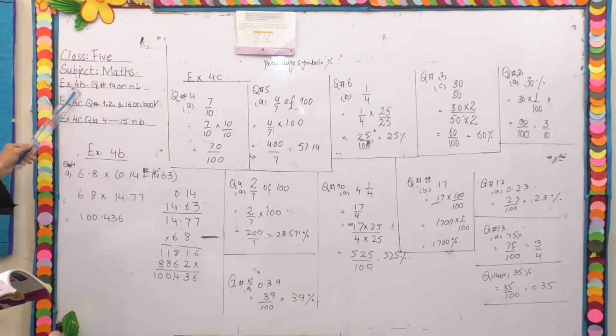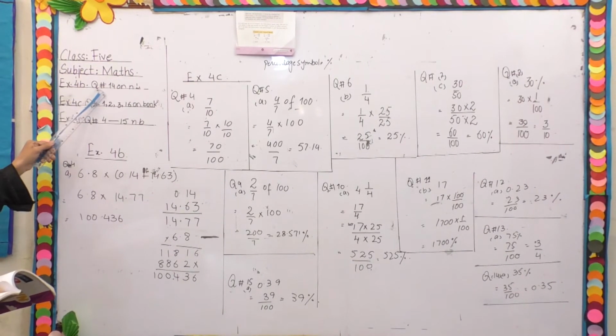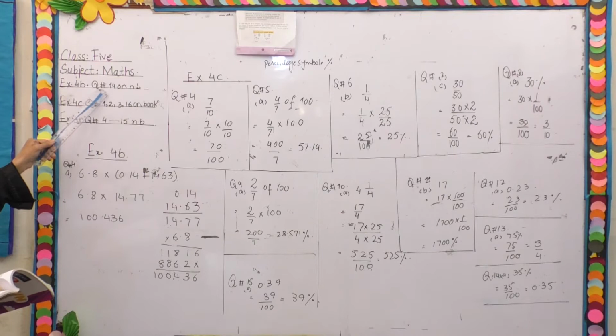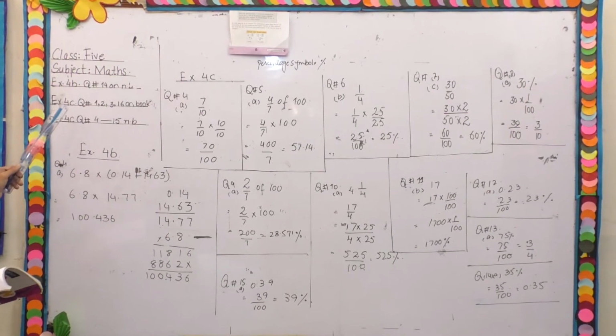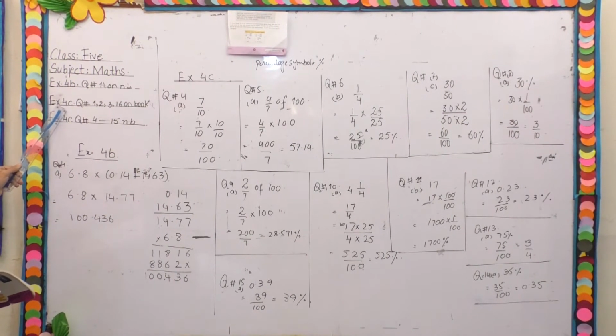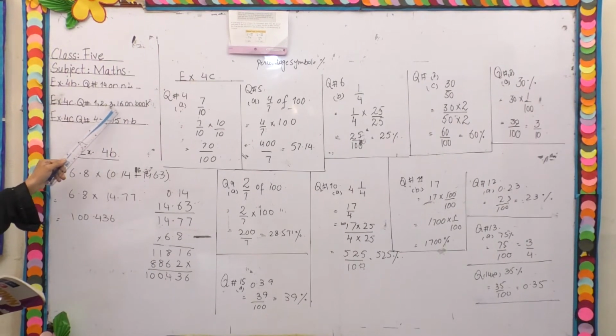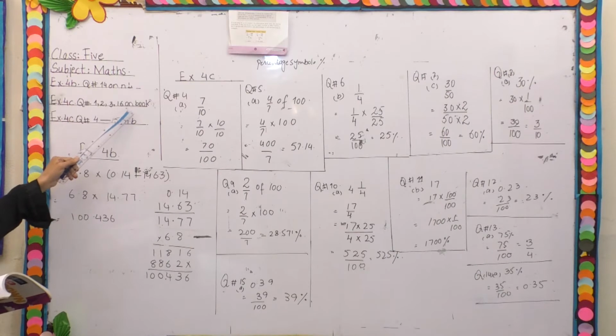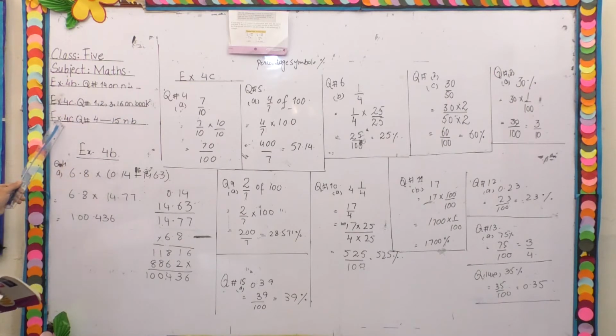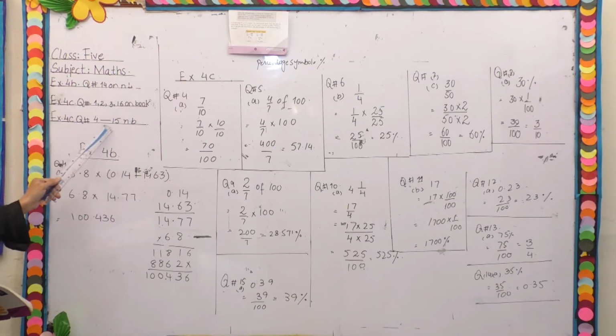Today we will start exercise 4B. We will have to do question number 14, all parts on notebooks. Then comes exercise 4C, questions number 1, 2, 3, and 16 will be done on your book, and exercise 4C, questions number 4 to 15 will be done on your notebooks.